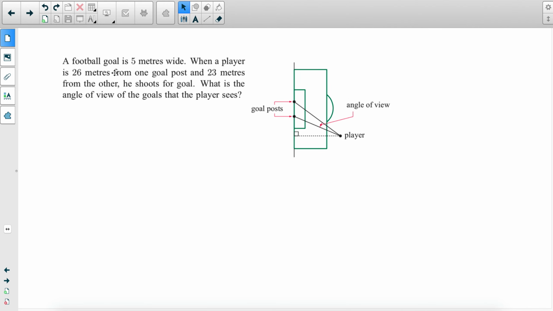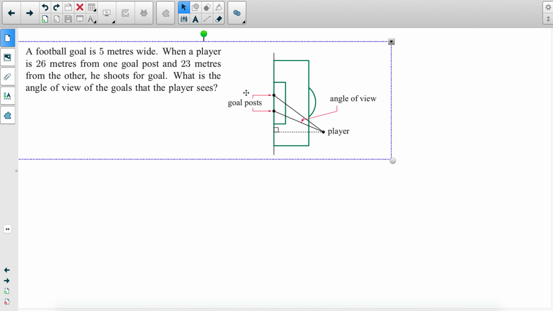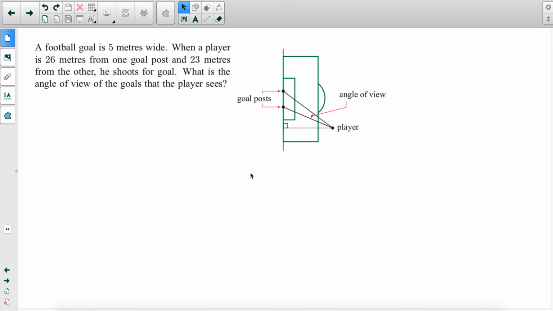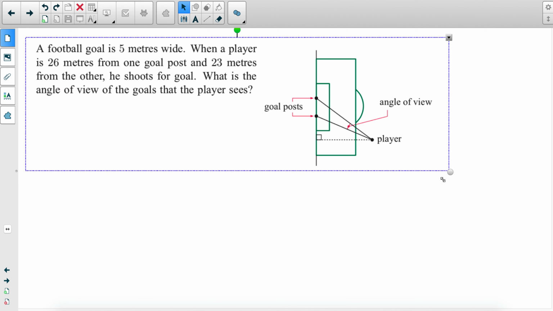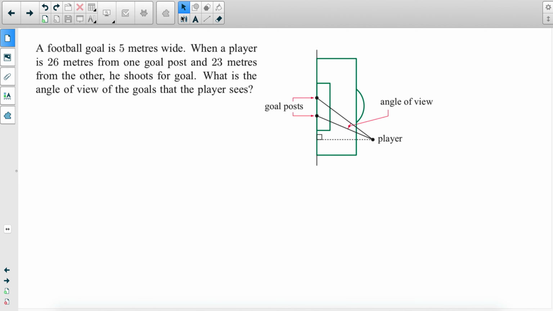Another question that I'm just going to dissect and have you go through it. So a football goal is 5 meters wide. When a player is 26 meters from one goalpost and 23 meters from another, he shoots for goal. What is the angle of view of the goal that the player sees? So they've already told you where that is. It might seem a bit confusing that they're saying a football goal is 5 meters wide, so it might seem that this whole thing is 5 meters wide. But actually, if you try to recall, they're referring to this distance as being 5 meters.